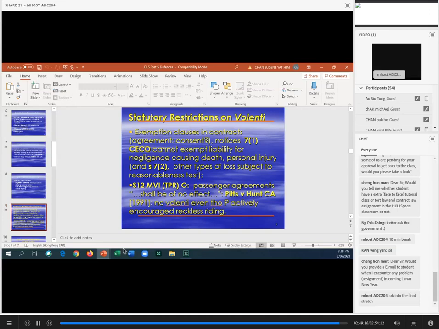Okay, Pitts and Hunt, though, you will see the defence of ex turpi causa did succeed in Pitts and Hunt, okay, but not volenti, because there are statutory restrictions on volenti, and the important one is Section 12, Motor Vehicles Insurers Third-Party Risks Ordinance. So look that up. I suggest Section 12 is must know, because I think you'll agree with me that's very important, isn't it? Because how often are we in a vehicle on the road in Hong Kong?